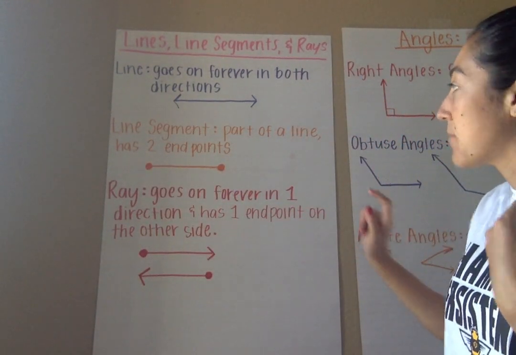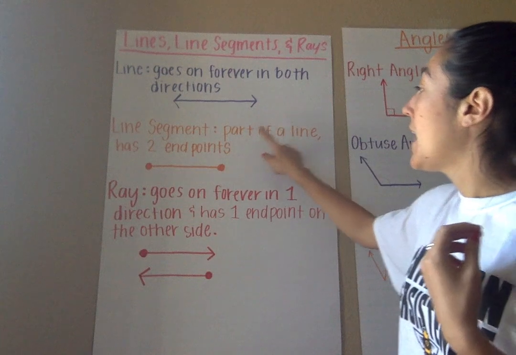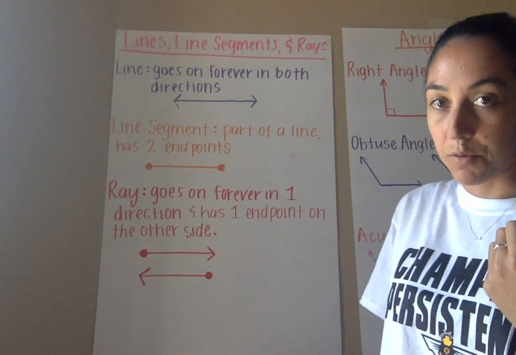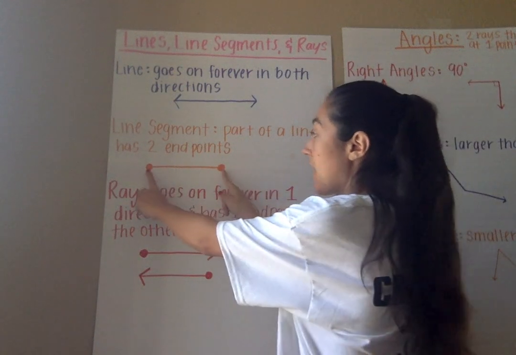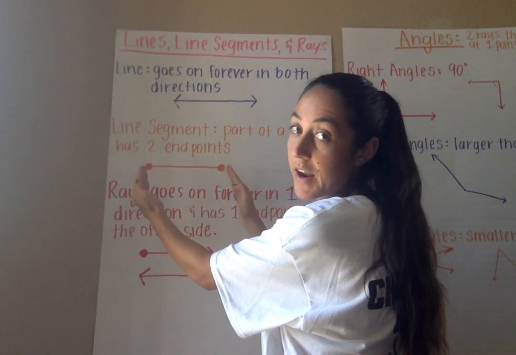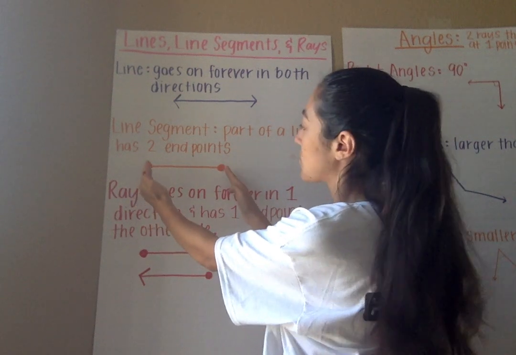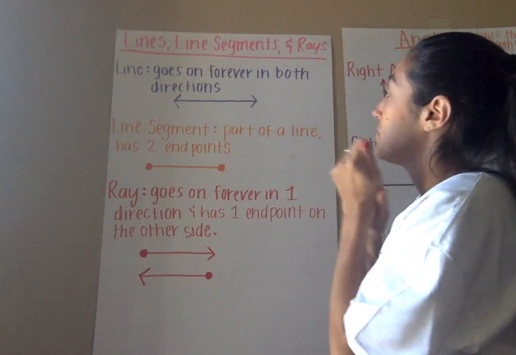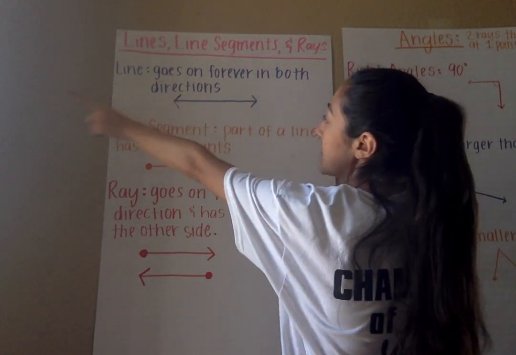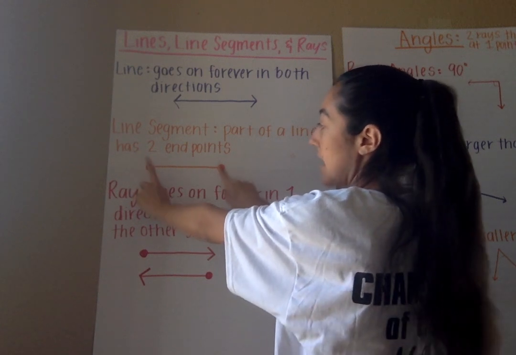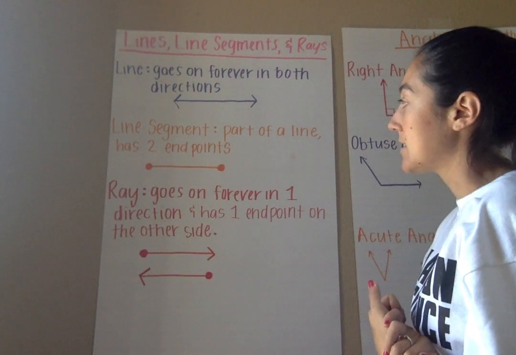Whereas a line segment is part of a line that has two endpoints. So these dots right here are called endpoints. That means when you have endpoints, your line stops right there. It can't go any further or be any bigger or smaller than this right here. So again, arrows mean it can go on forever. Endpoints mean it stops. It can't go on any further from that.